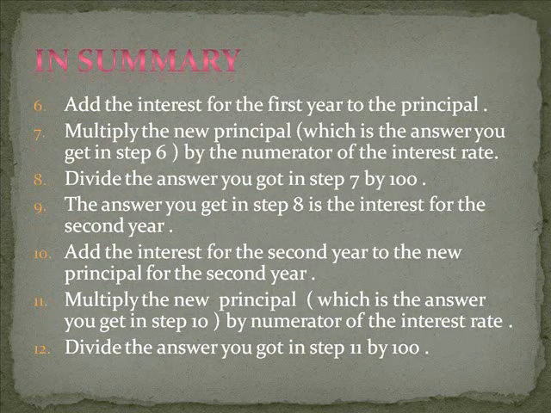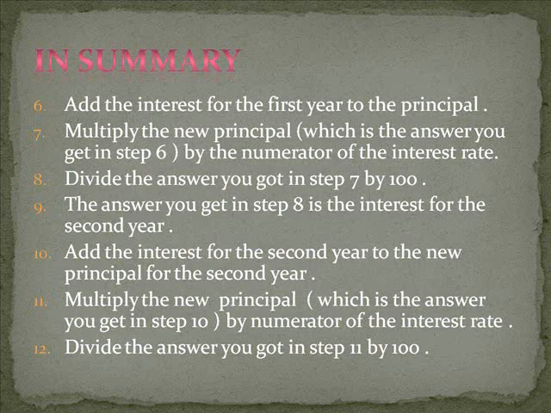Summary continues. Number 6, add the interest for the first year to the principal. Number 7, multiply the new principal, which is the answer you get in step 6, by the numerator of the interest rate. And number 8, divide the answer you got in step 7 by 100. Number 9, the answer you get in step 8 is the interest for the second year.